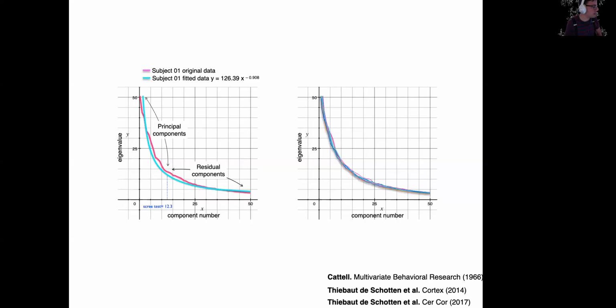We ran the principal component analysis, as I was telling you just before, and systematically found a division between principal and residual components that was centered around 12, suggesting that 12 regions exist in the brain. On the left, you have a typical subject. On the right, you have all the subjects together.